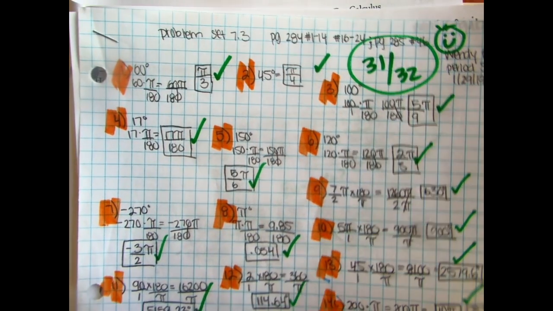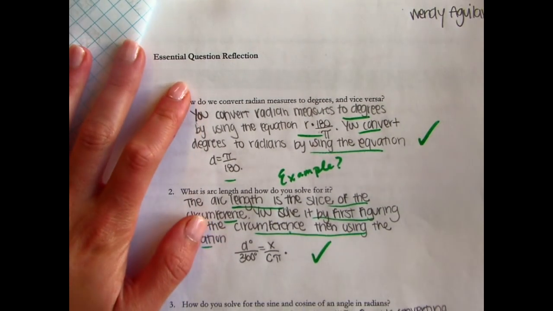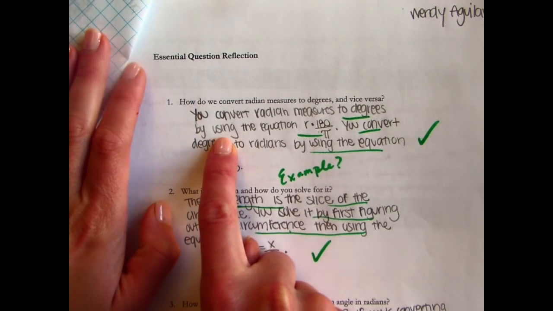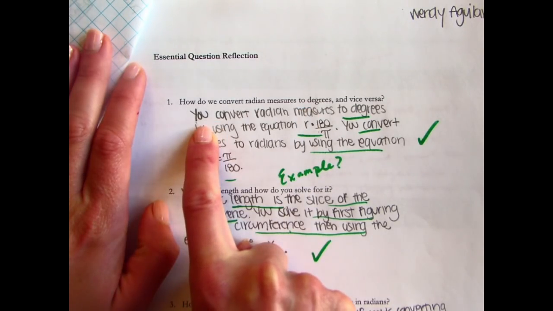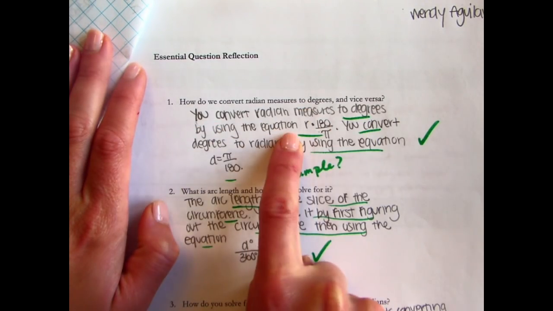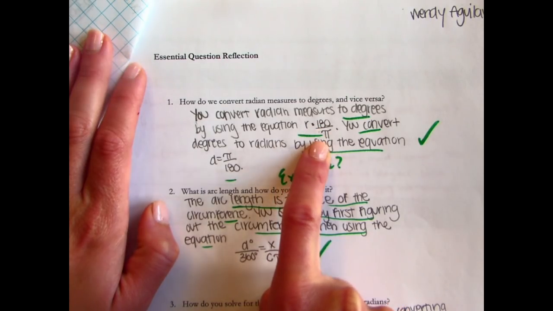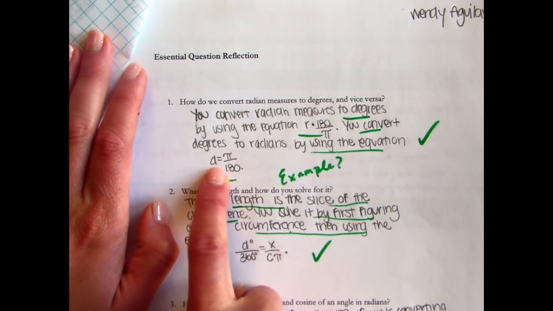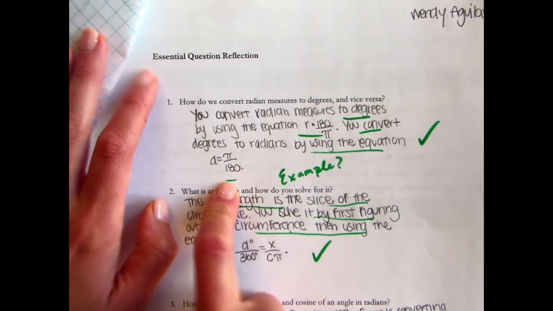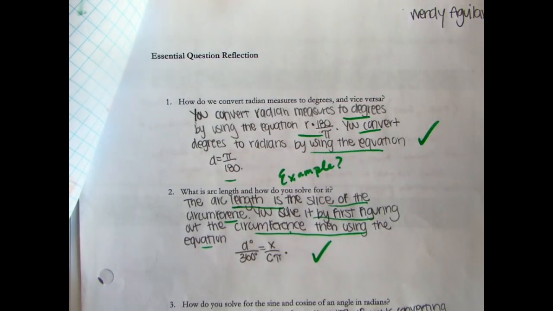Degrees equals radians times 180 over pi, as well. And then radians equals degrees times pi over 180.